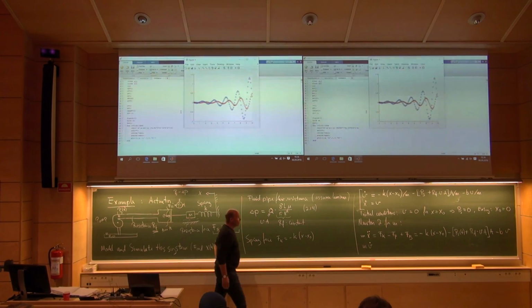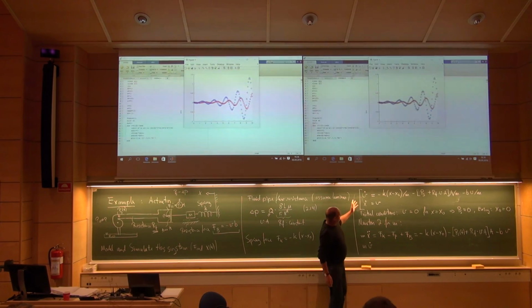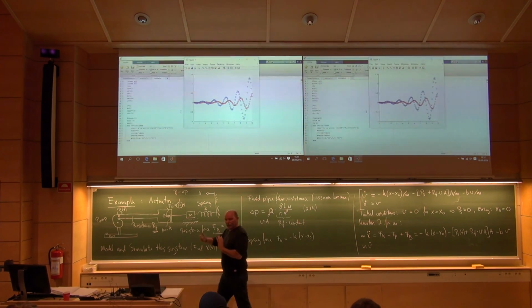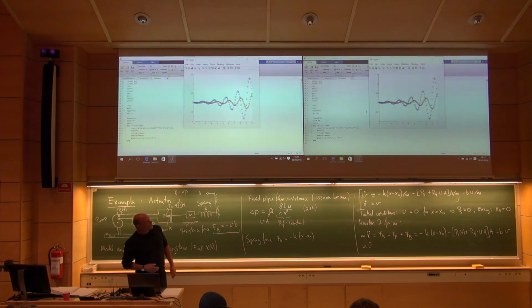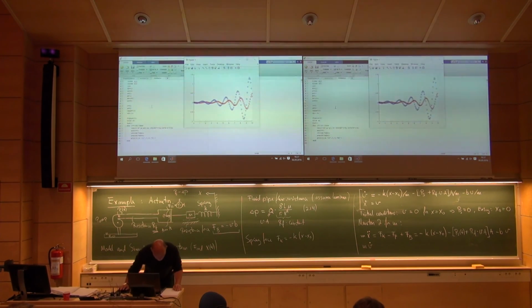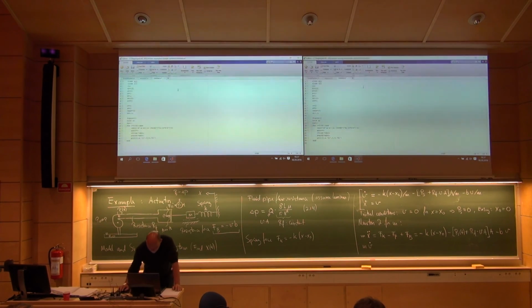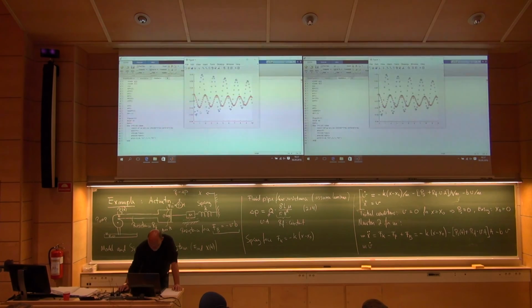Remember, is this a linear equation system or is it non-linear? Anybody dare to give me an answer? Linear. It's a linear equation. Linear equations normally behave smooth and nice. I'm not sure I believe that. Let's put up some more resistance here. Rf can then be, say, 10. Good.